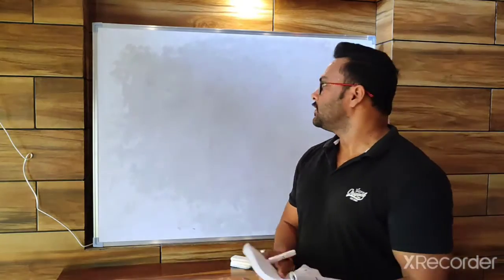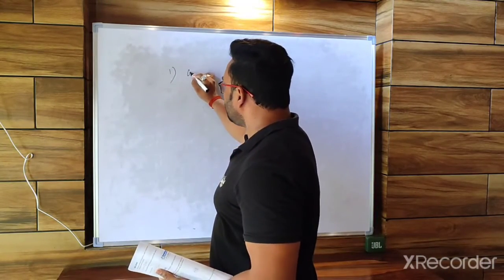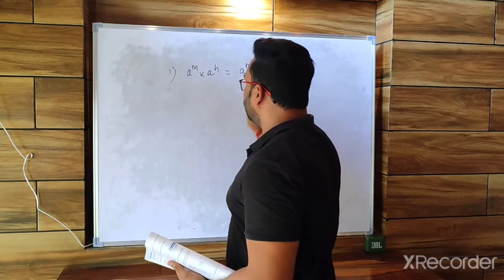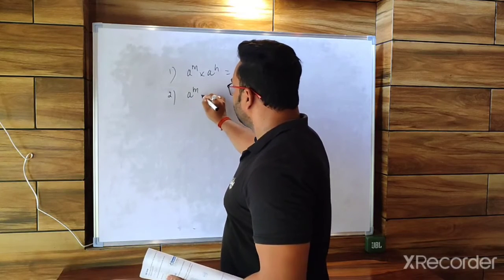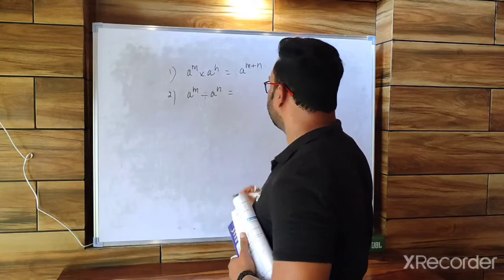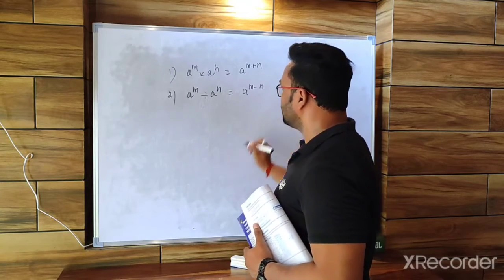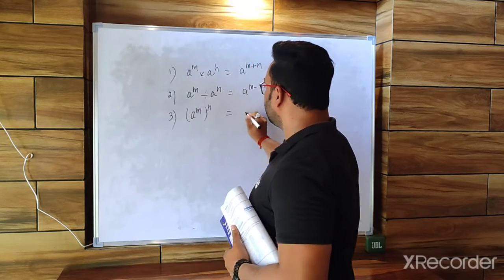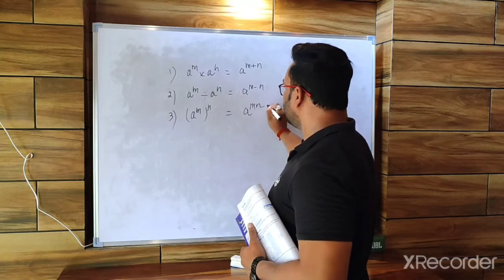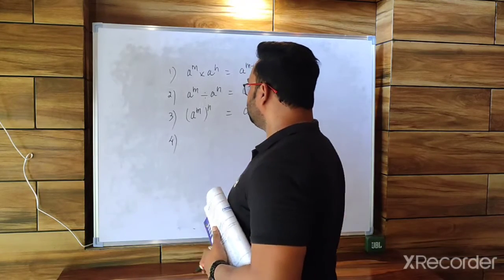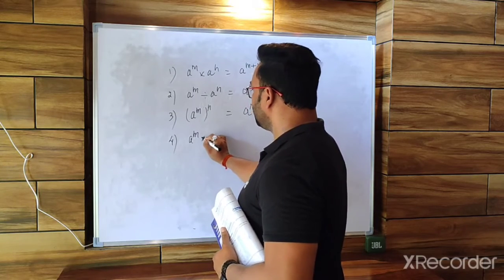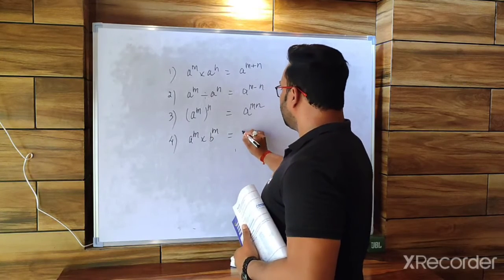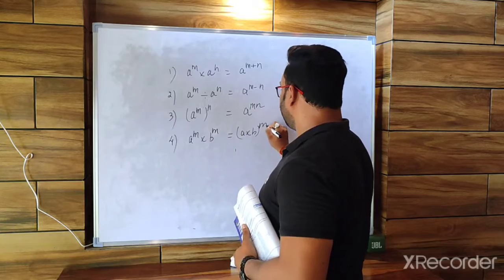Once again I want to tell you, the first one: a to the power m into a to the power n is equal to a to the power m plus n. Second one: a to the power m divided by a to the power n, so here we will subtract, a to the power m minus n. Third one was (a to the power m) to the power n, so it will be written as a to the power m into n, means mn. Fourth one was a to the power m into b to the power m. Sorry, exponents are common, so (a into b) to the power m we can write.